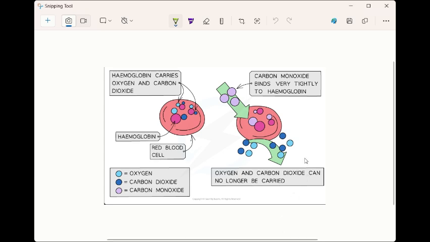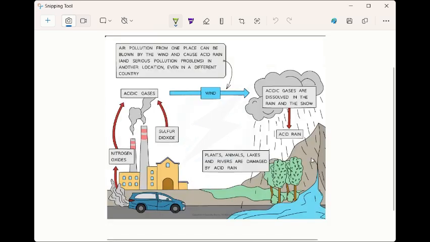Incomplete combustion is not very good because A, it produces carbon monoxide, which is toxic, and B, it could also produce carbon. And carbon is bad because it can cause breathing problems in people. It's like that black dust that you can see in the air, like coming out of chimneys. Burning hydrocarbons could also lead to acid rain. This is due to nitrogen oxides and sulfur dioxides being produced.